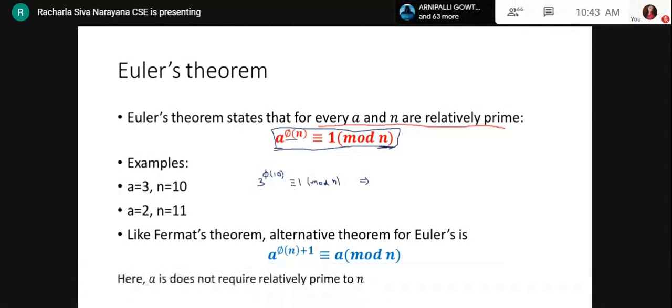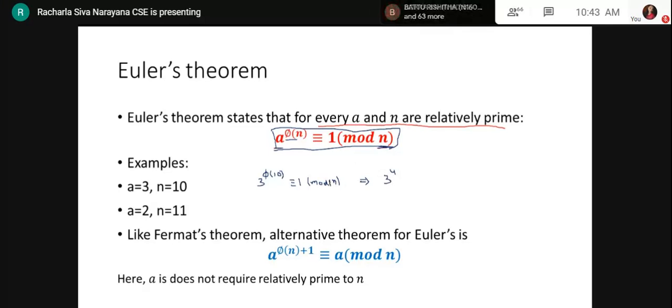What is the phi of 10? Section 2 students, 4. Okay, so phi of n value is 4. So 3 power 4.